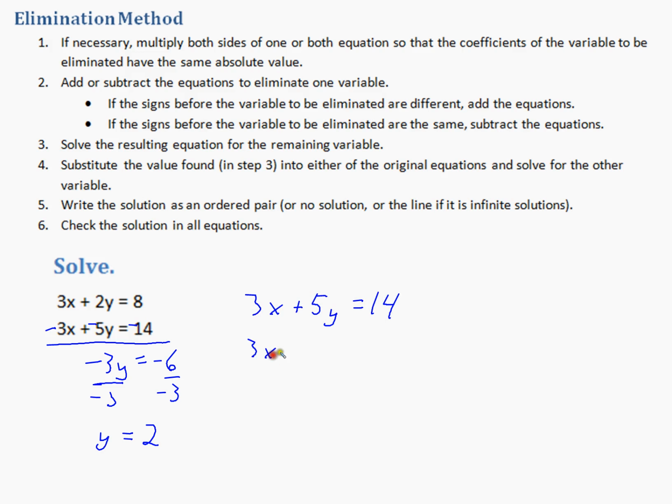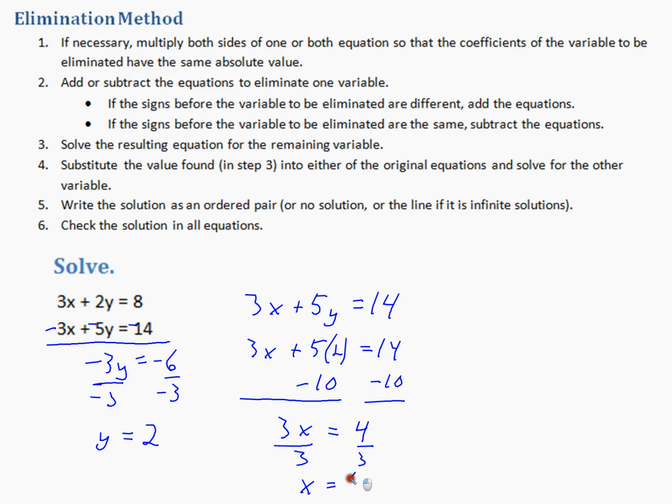And so we'll put a 2 in for y, because we found y was equal to 2. This is just equal to 10, so I'm going to subtract 10 from both sides. And we have 3x equals 14 minus 10, which is 4. And we divide both sides by 3, and we get x is 4/3. And we can write our answer as an ordered pair. 4/3 was x, and 2 is our y value.